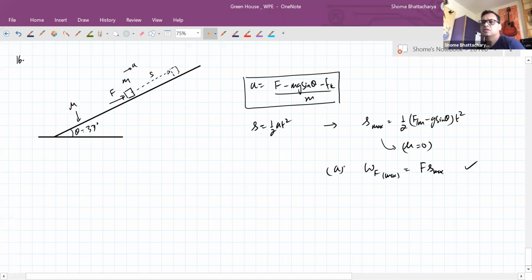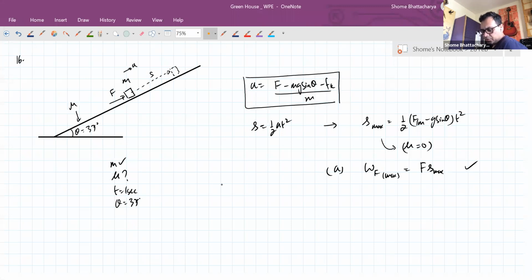That is less than 40 joules, because this maximum possible will be 40 joules. But assuming that the friction is 0. We don't know the coefficient of friction. M is given, but mu isn't given. And the time is given as 1 second. Theta is given as 37 degrees. Is it clear? Okay. So that's how you'll work out that 40 joules part.